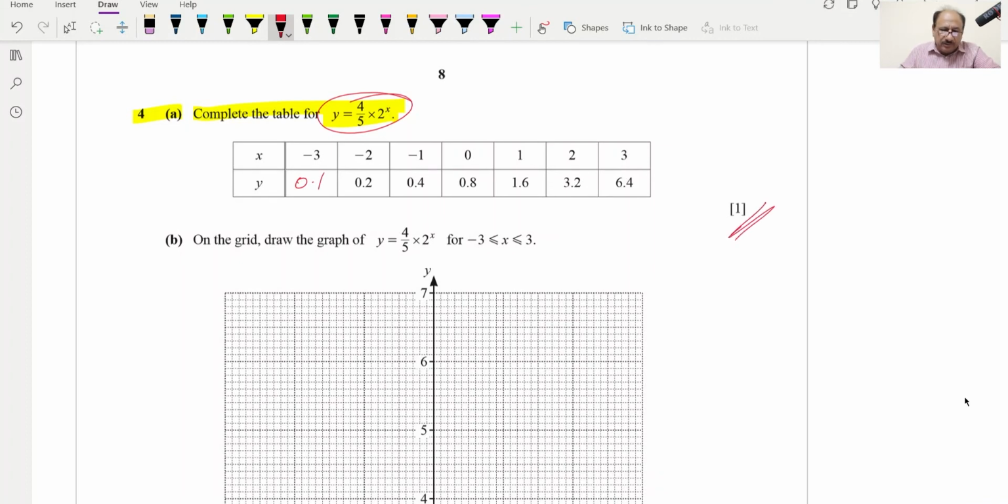We have completed the table. Now after completion of the table, we have to identify these points, and we have to mark this.